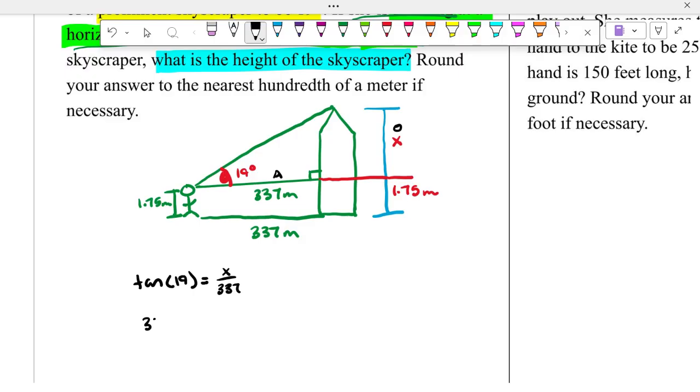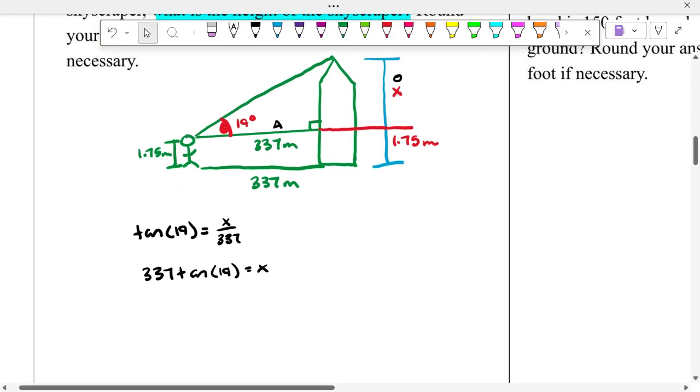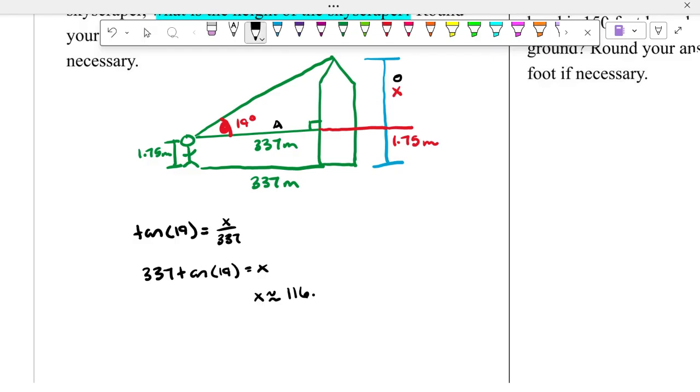So if I multiply both sides by 337, tangent of 19 times 337 is equal to X. So if you round to the nearest hundredth, that's approximately what? 116 point what? 04? All right, so this is 116.04 meters.